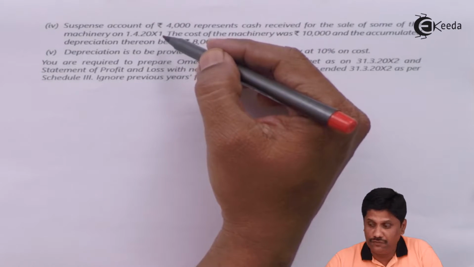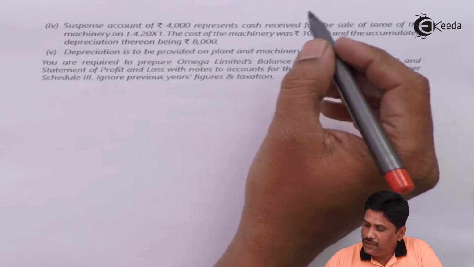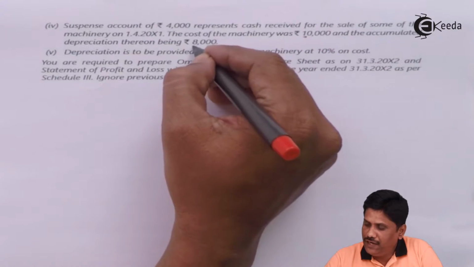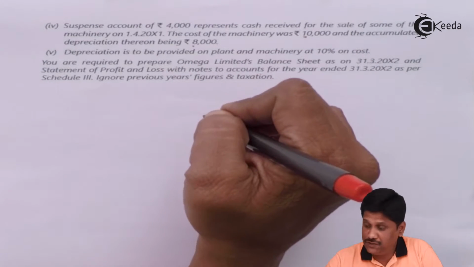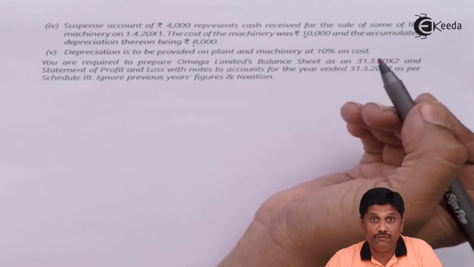Suspense account of 4,000 rupees represents cash received for sale of some of the machinery on 1/4/20X2, that is at the beginning of the year. The cost of machinery was 10,000 and accumulated depreciation thereon being 8,000. This we will handle independently when we come to that particular adjustment. Importantly, we will have a working note before we begin our question.